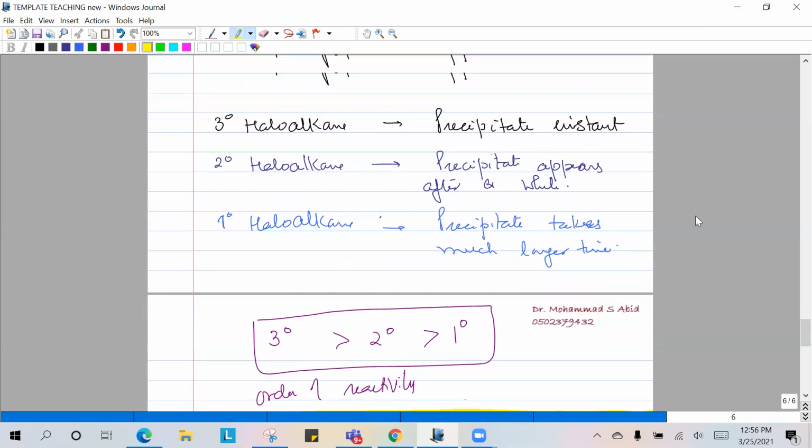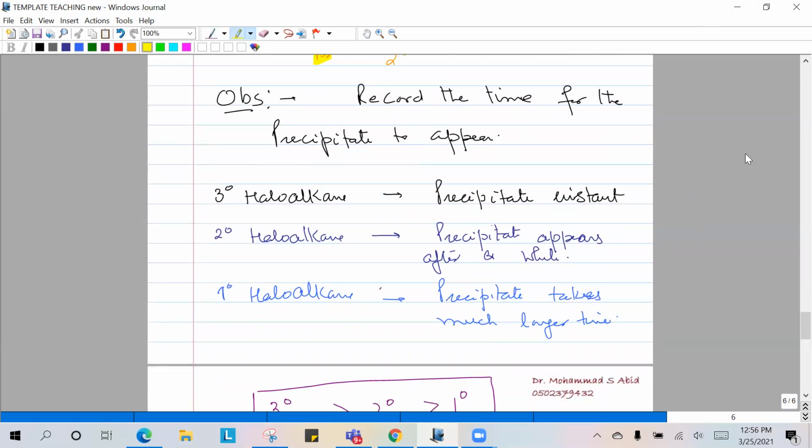Now here you may be asked about the colors, you may be asked about the order of reactivity, you may be asked about what are the products being formed. Like I just told you, the organic product is alcohol. Why are you adding NaOH? Why are you adding ethanol? What type of reaction is this? And so on. So you need to go through each one of them.